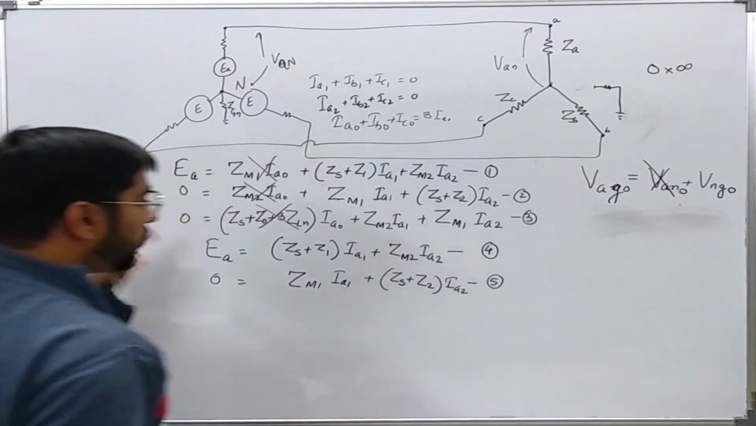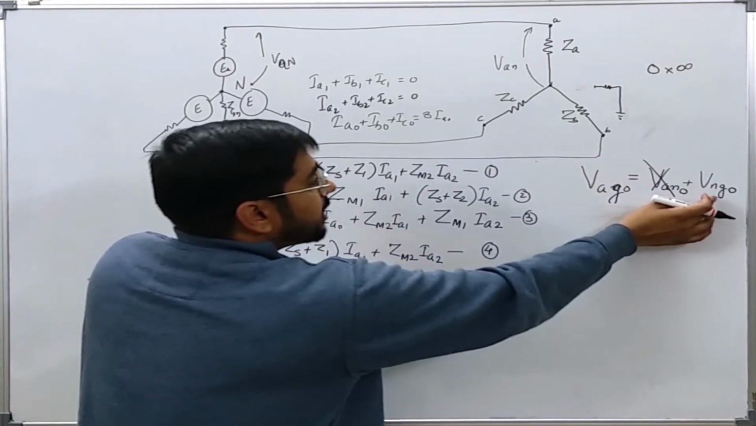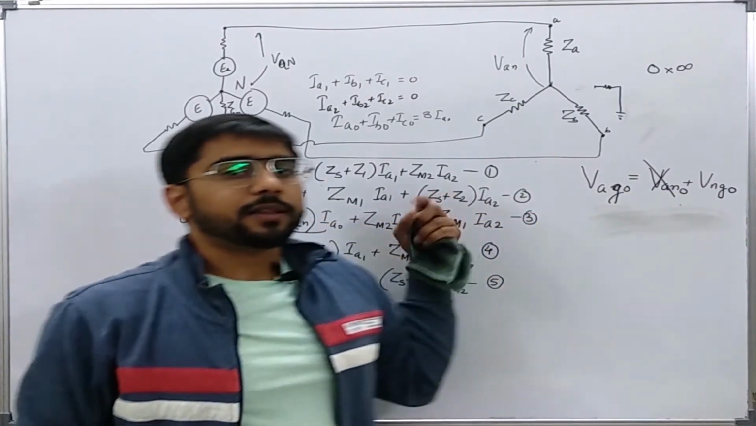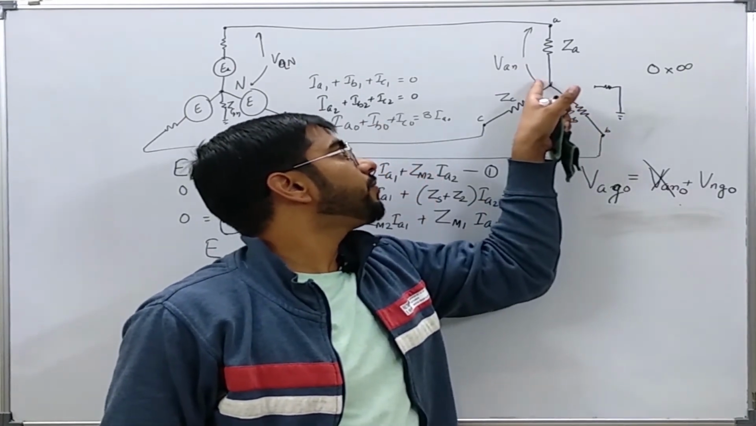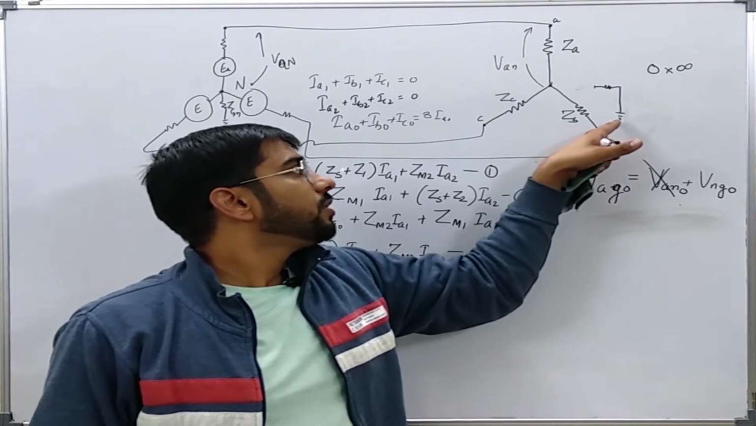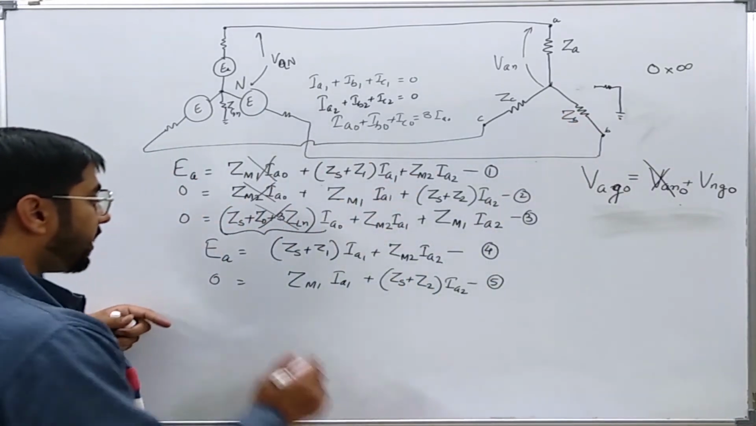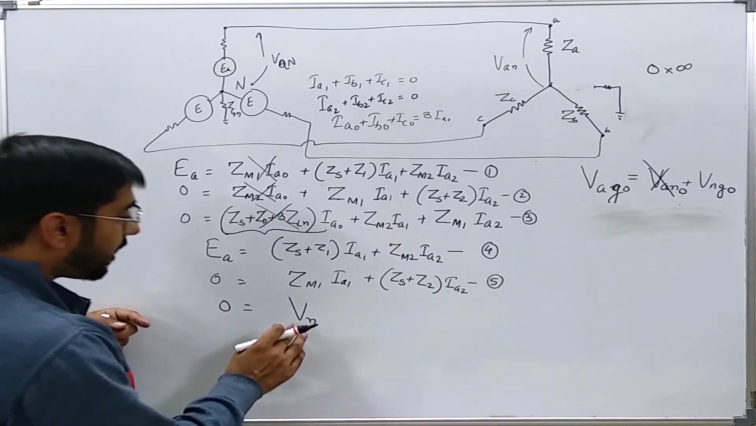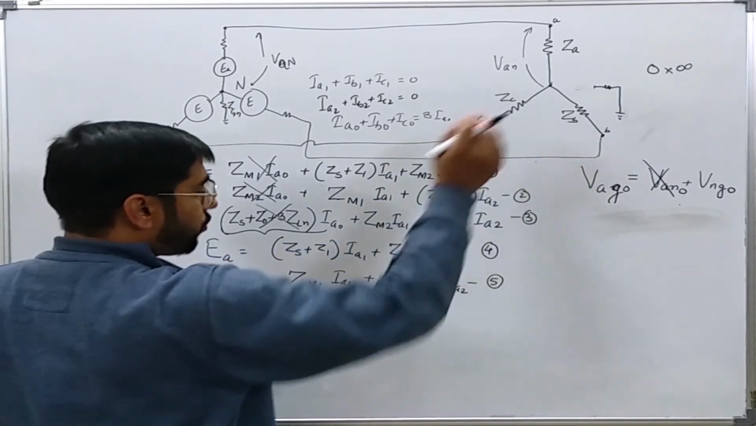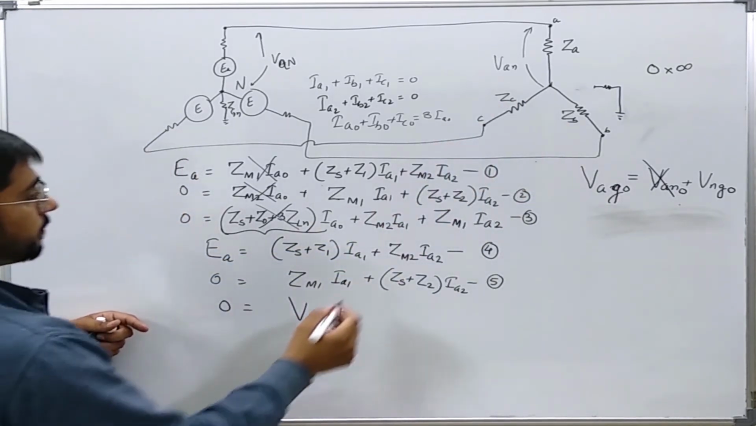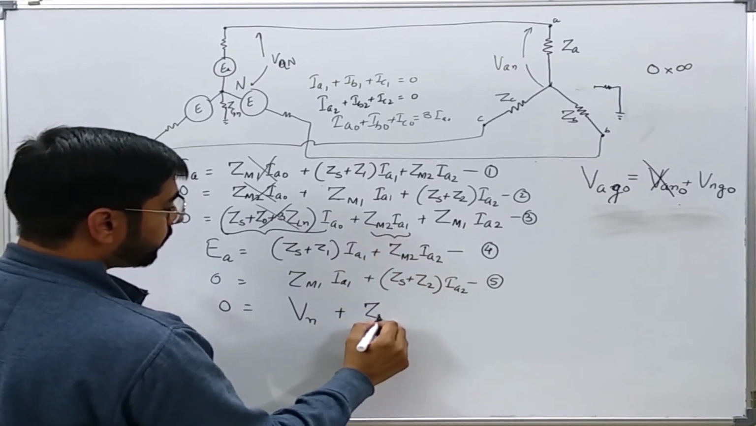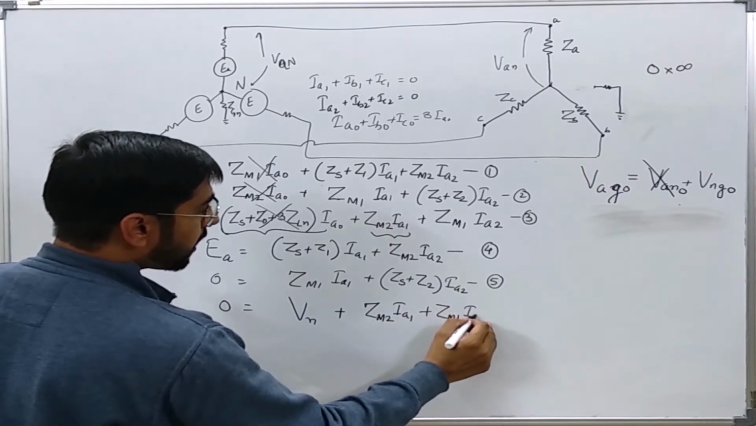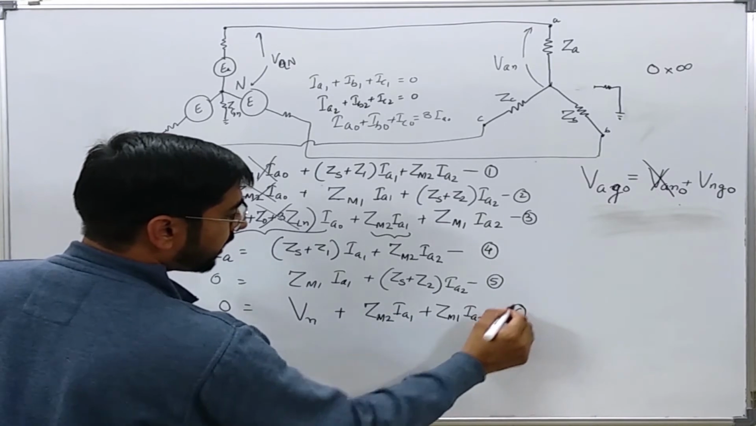So what I will do, I will take its effect in equation number 3, because Ia0 is equal to 0. I cannot calculate it, but it can be there. This point N can have any voltage with respect to ground which is not able to be calculated using these equations. So let us say I write it as only Vn, the voltage of point N with respect to ground, plus Zm2 Ia1 plus Zm1 Ia2. Let us say this is equation number 6.